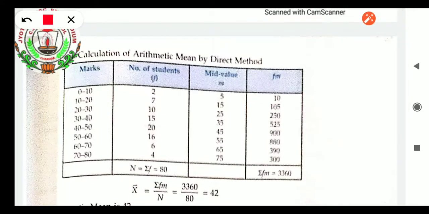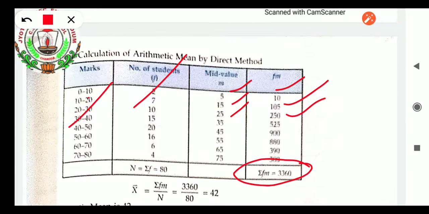How we have taken the continuous table: marks were given in the question, number of students were given. From marks we have taken the mid value. Is the mid value correct? 5, 15, 25. We calculated that. Now whatever mid values came, multiply them with f. 2 into 5, 10. 7 into 15, 105. 10 into 25, 250. This sum of fm you have to take out, and sum of f, that is the number of students, the frequency, you have to take out. When you divide both, you will get the mean.